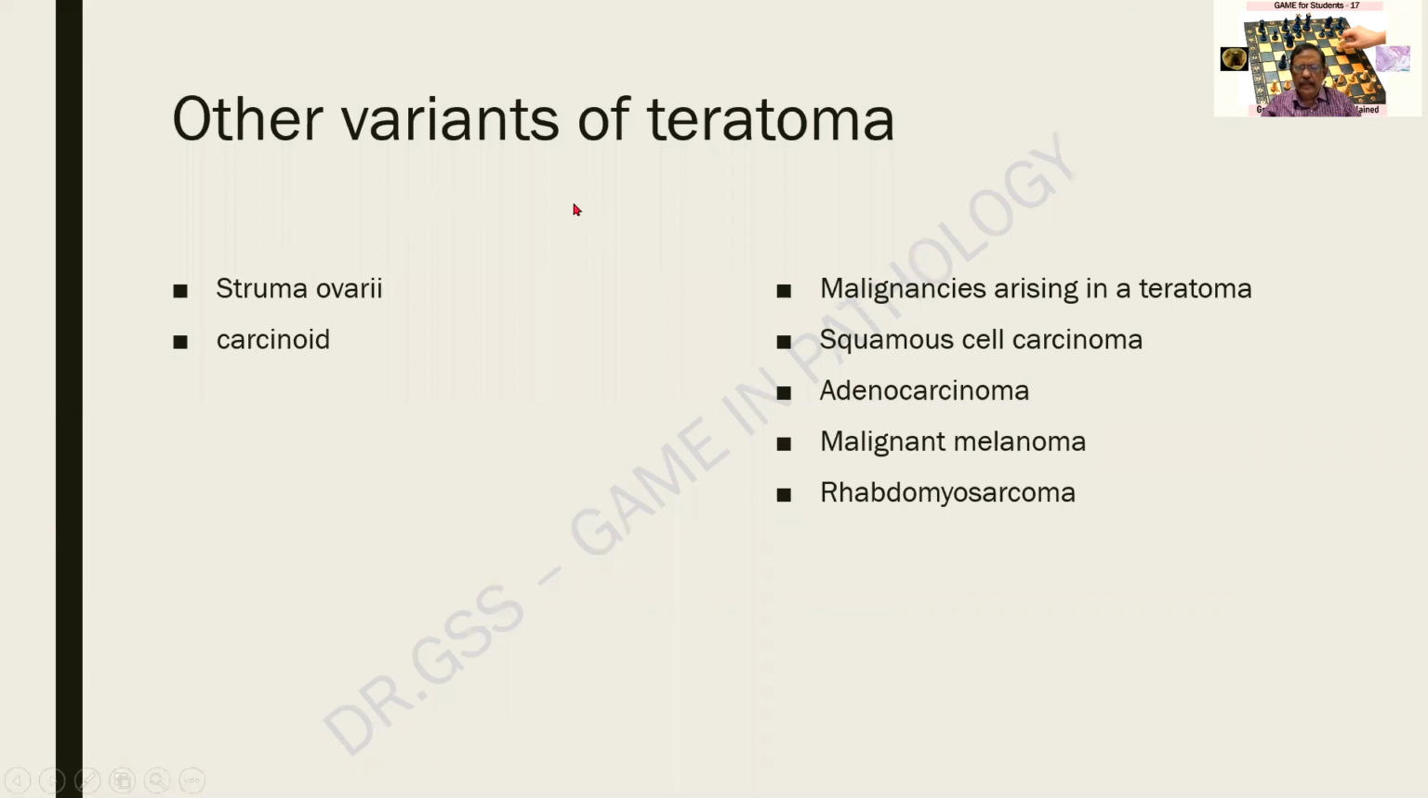The variants of teratoma you must definitely write in your examinations. There are two variants. One is called struma ovarii, the other is carcinoid. And there can also be malignancies arising in a teratoma. What are the malignancies? It can be a squamous cell carcinoma, adenocarcinoma, malignant melanoma, rhabdomyosarcoma. How can I remember this? In fact, any of the elements that are seen in a teratoma can become malignant, but these are the most common.